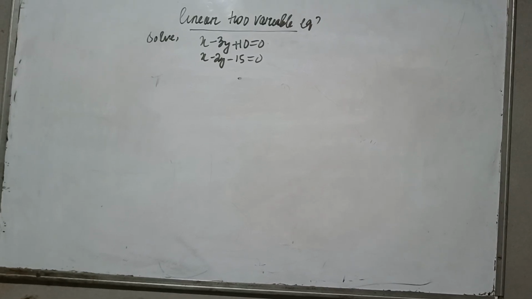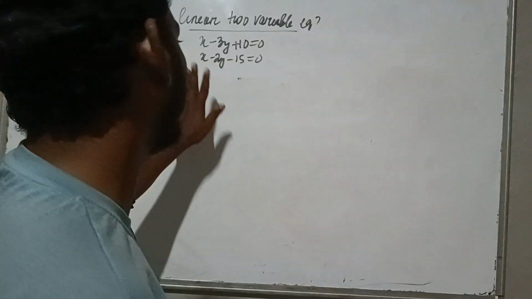The equations you see here are x minus 3y plus 10 and x minus 2y minus 15. So we have to solve these equations.